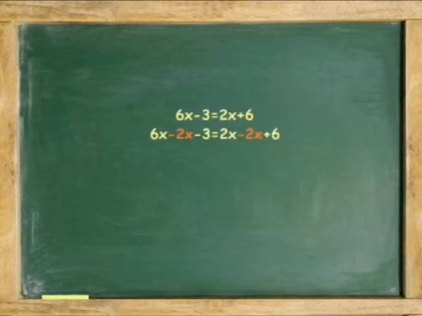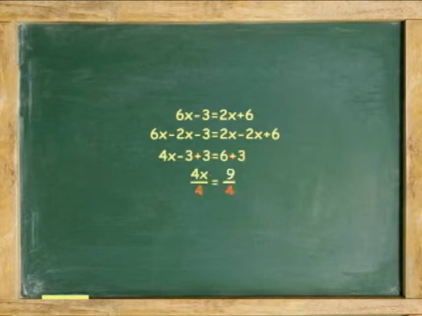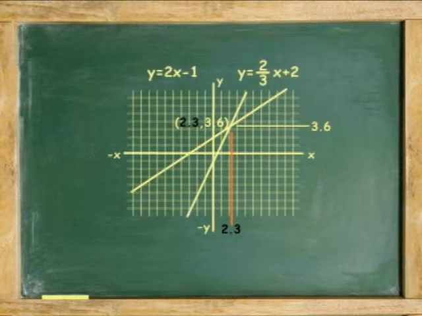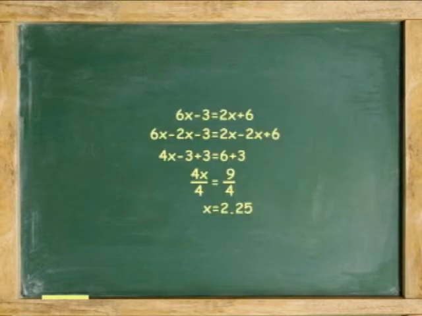Subtract 2x from both sides. Add 3 to both sides. Divide both sides by 4. X equals 9/4 or 2.25. The graphical solution in section 5.1 estimated x at 2.3, but x equals 2.25. This is accurate and exact.